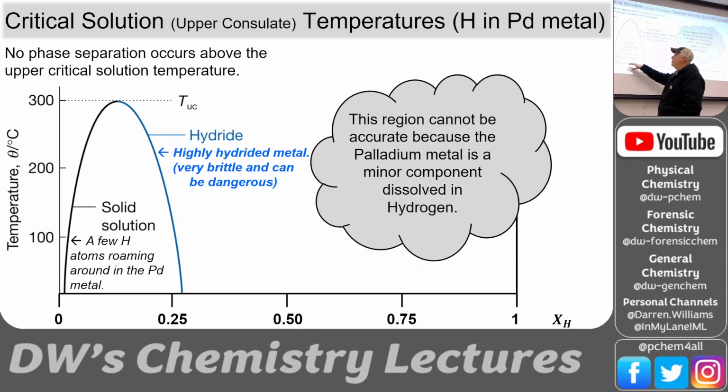And so this is an example of palladium. This is the phase diagram of hydrogen and palladium. Over here we have a few atoms roaming around in the palladium metal, but then over here we have a highly hydrided phase of palladium. When you have this situation, the metal is no longer as flexible as it needs to be, and you can get ruptures and cracks. Now this over here can't really be accurate because this is 75% hydrogen and a few palladium atoms moving around, and I don't know what happens to this side of this. It looks like it's a homogeneous solution here, but yeah, I don't know.